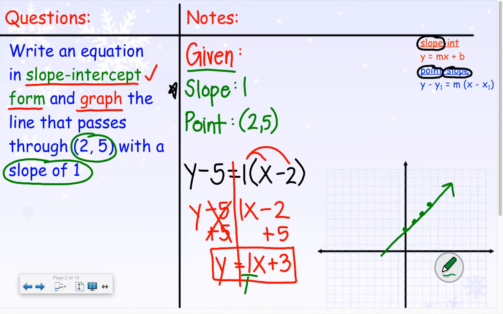One way to check if your answer is right is to see if our line passes through (2, 5). The problem says graph the line that passes through (2, 5) with a slope of 1. We know we have a slope of 1, so let's see if it passes through (2, 5). (2, 5) would be right here. So yes, our line passes through the point (2, 5), and it has a slope of 1.